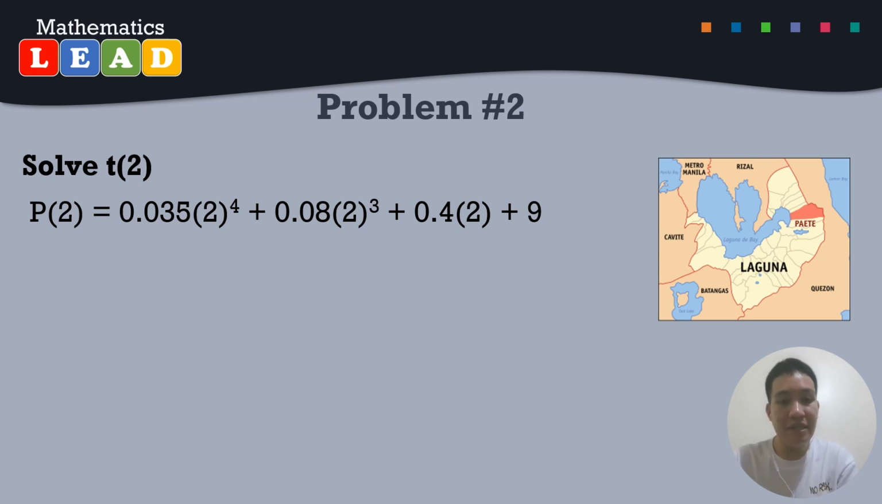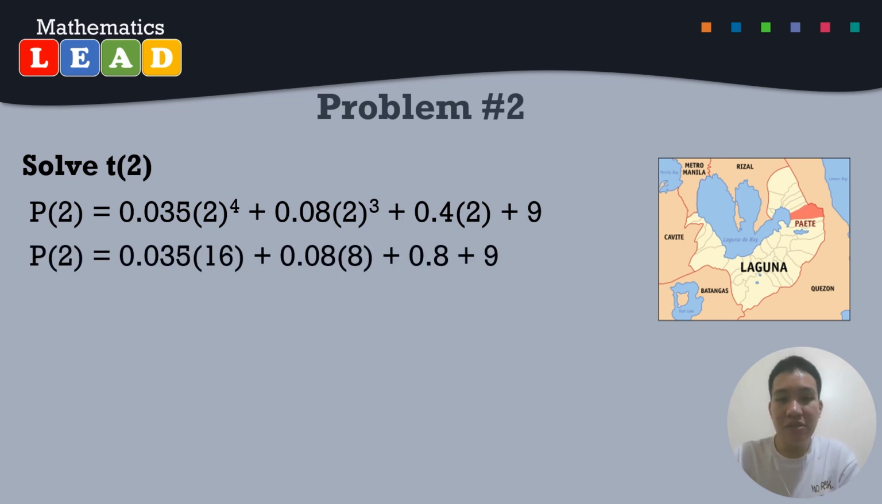What will happen next? That is right. We will multiply: 2 to the fourth power is 16, where 16 times 0.035, plus 0.08 times 2 cubed, and the value of 2 cubed is 8, plus 0.4 times 2 is 0.8, plus 9.